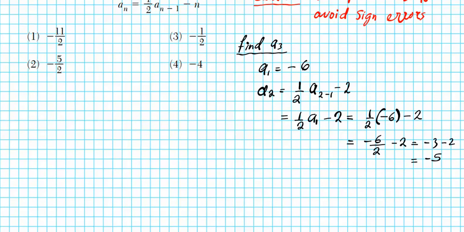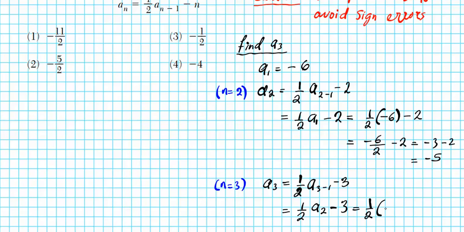We're asked to find the third term, a3. Using the recursive formula, it is 1/2 of a(3-1) minus n, which is 3. Okay, let me make a note here. So for a3, n is equal to 3. And then for a2, n is equal to 2. Okay, let's simplify this. We are going to now have 1/2 of a2. See the recursive relation happening here. a3 is dependent on the term before it, minus 3. Okay, so we're going to have 1/2 of a2, which is -5, minus 3.